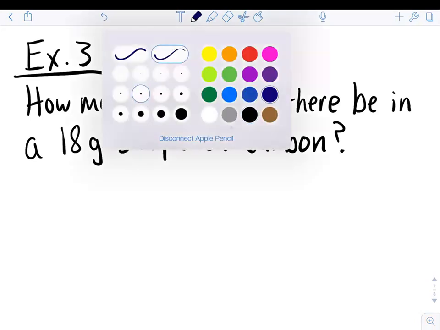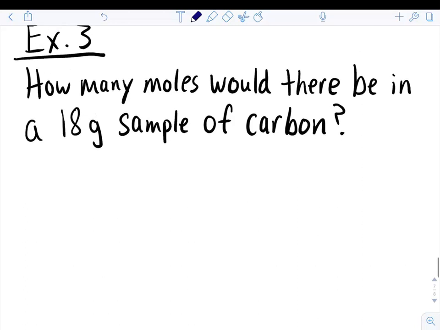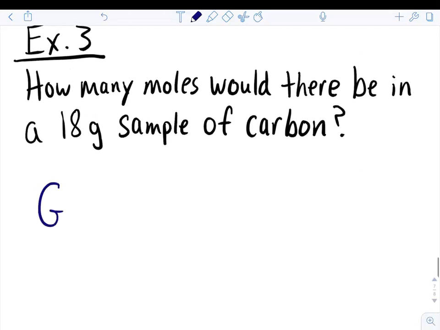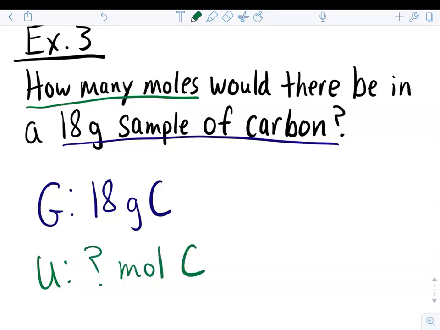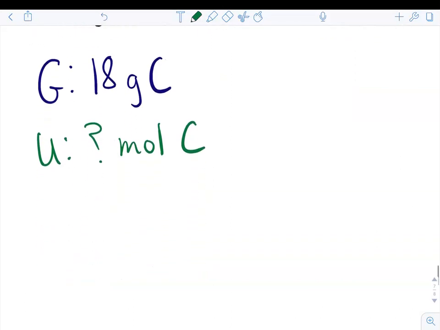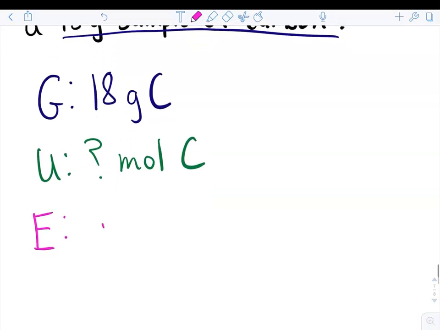So, we start out with our guess method. So, our G is our given. We are given 18 grams of carbon. Then, our unknown, what we're trying to find in this case, is how many moles, and specifically moles of carbon. Then we move on to our unit path. So this time we're starting with grams.